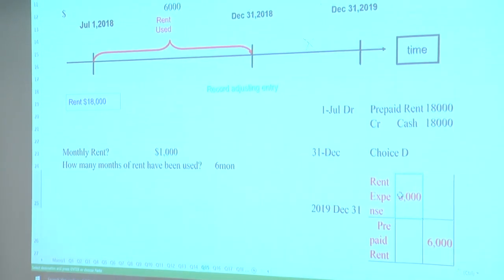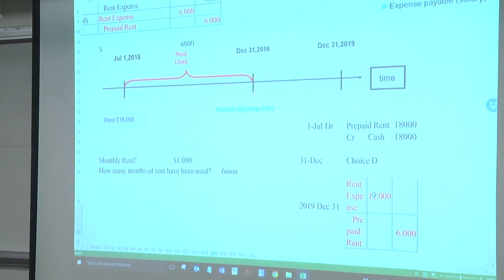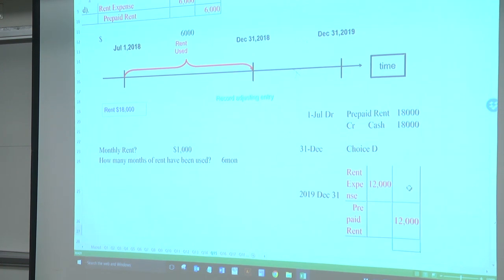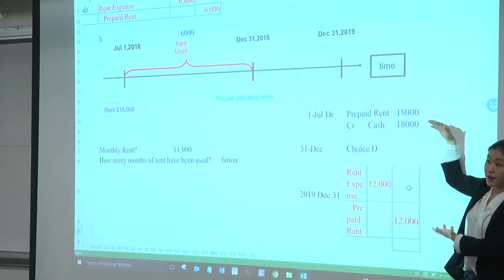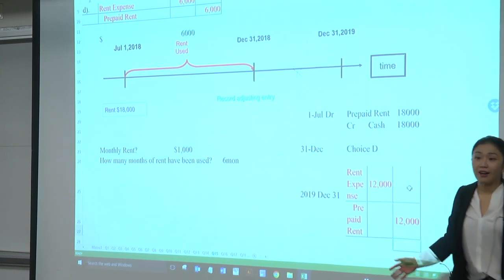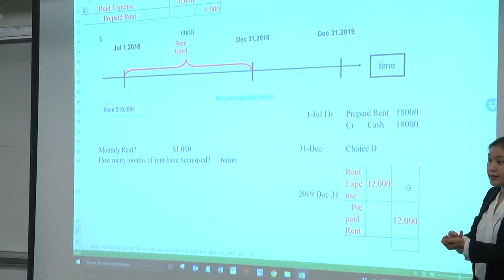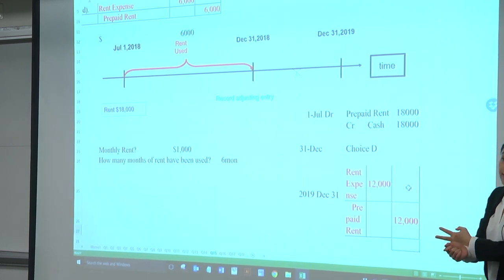Instead of 6,000 for next year, it's gonna be 12,000, and then 12,000. Right. So here are all the 3 important dates for the rent, and this is how we do the journal entry. It's not hard. We have 3 accounts involved: prepaid rent, cash, and rent expense, 3 things.